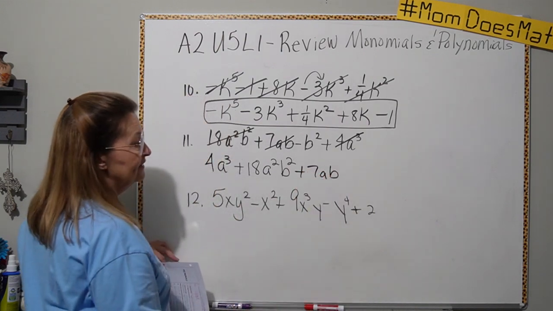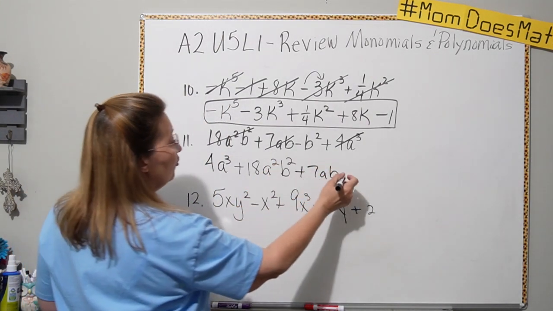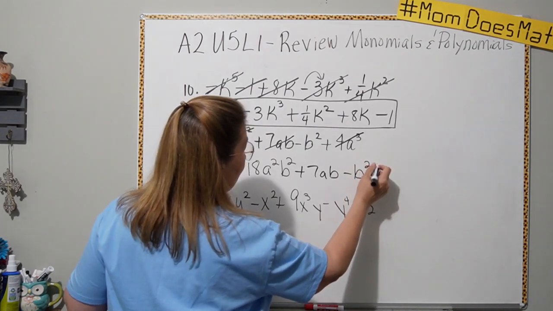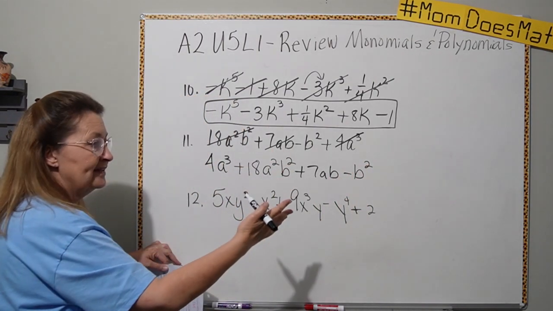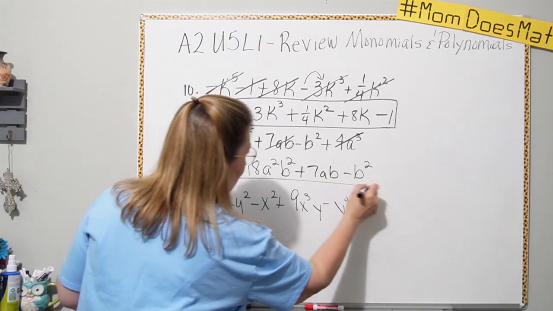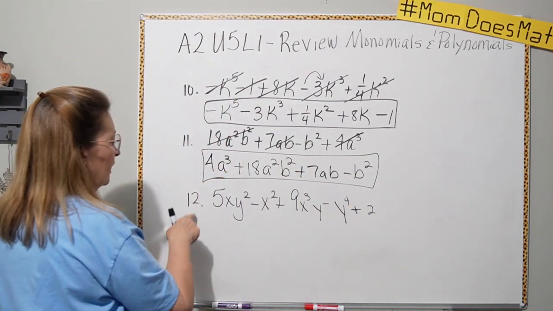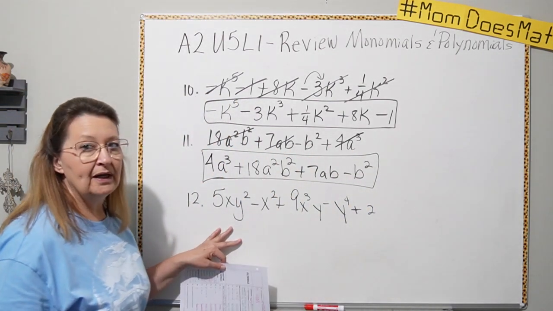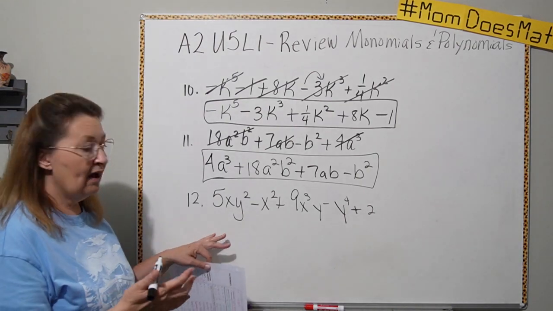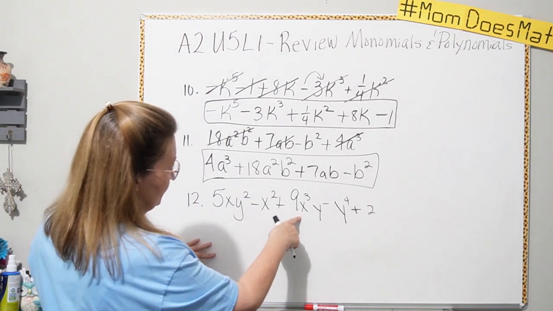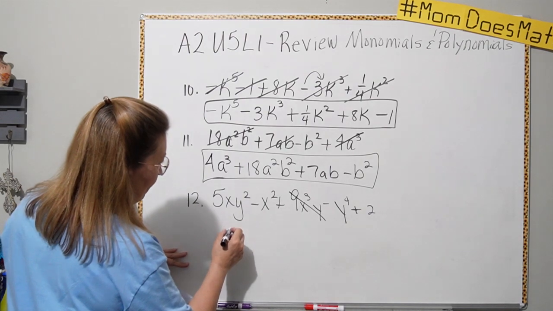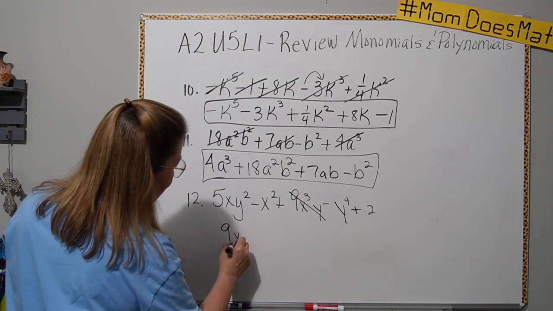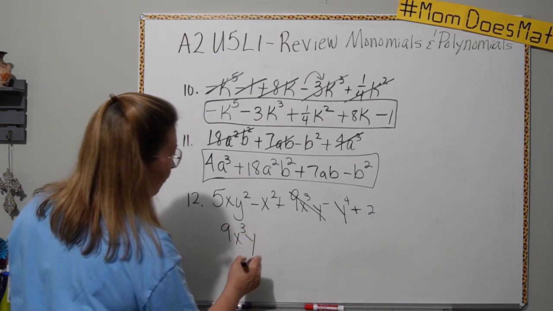Now I'm out of A's, so I go to B. There's only one left, but even if there weren't, you would pick the B with the highest exponent and then work your way down. All right, number 12, I have X's and Y's, so I'm going to go alphabetically, find the X first that has the highest exponent. So this one has an X to the 3rd power. So I'm going to start with 9x to the 3rd y.